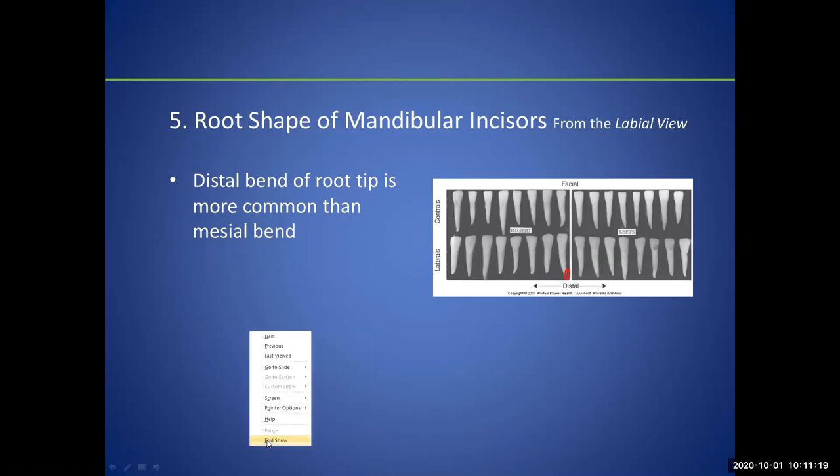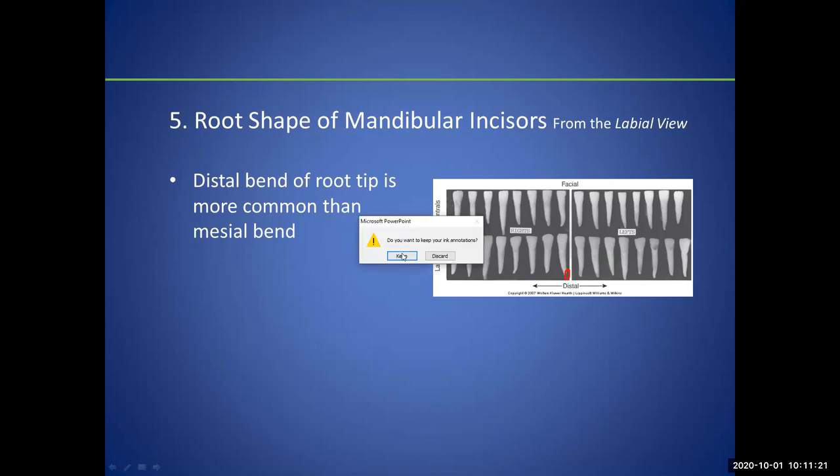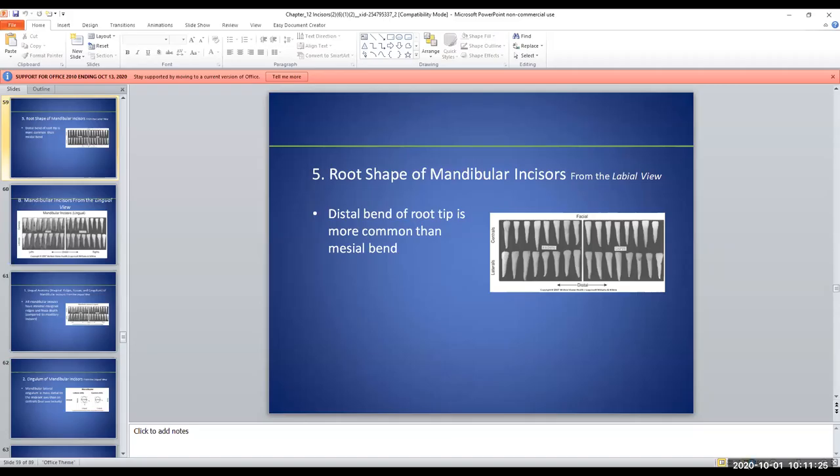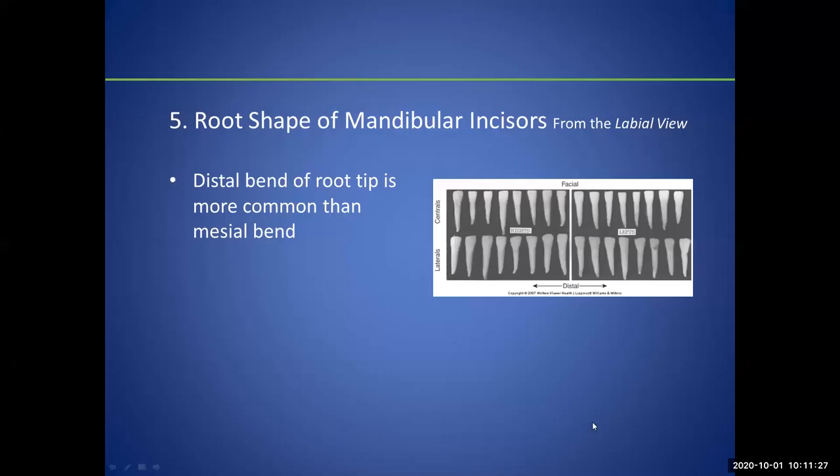This is from another book that I used, and it was really for dentists, and it was just too technical, but I stole a lot of the pictures because they have pictures of real teeth. But the distal root, if it bends, is going to more commonly bend towards the distal.